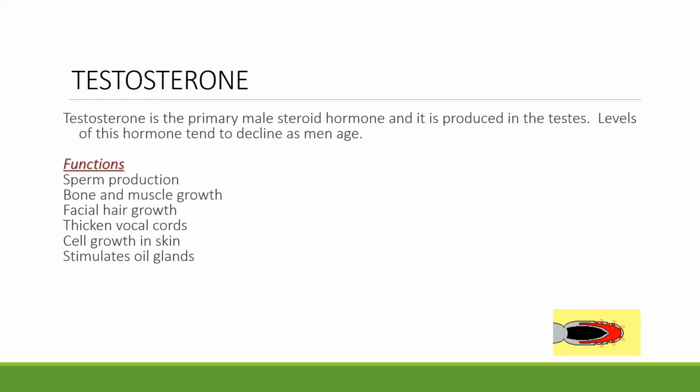The primary male steroid hormone is testosterone, and it's produced in the testes. As men age, levels of this hormone tend to decline. Testosterone plays a role in many important functions that include sperm production, bone and muscle growth, facial hair growth, thickening of the vocal cords, cell growth in the skin, and the stimulation of oil glands.